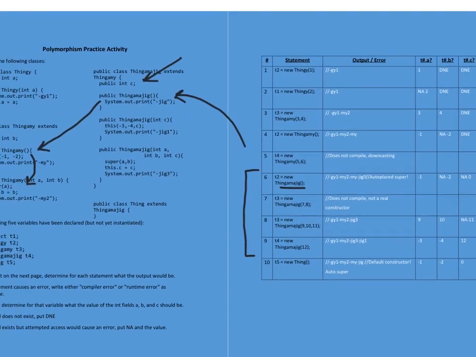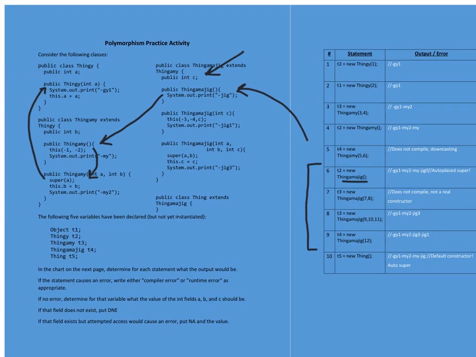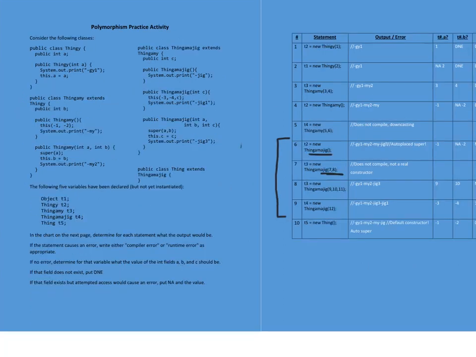For the next one, number 7, we call a 2-arg constructor. Right, we want to pass 2 arguments into the constructor. But if we look at the constructors over here, we have a no-arg constructor, we have a 1-arg constructor, and we have a 3-arg constructor. A 2-arg constructor does not exist, so that's the reason why this would not compile.